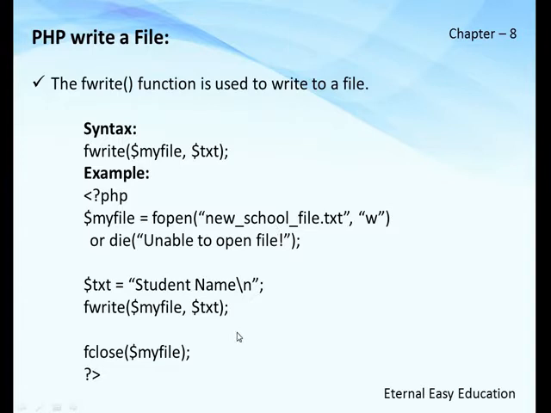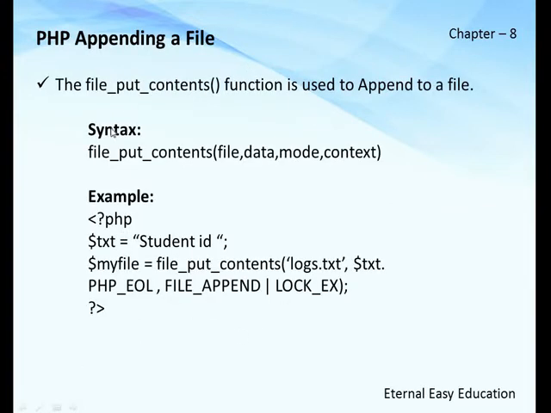So to overcome this, there is another function, file_put_contents. So what this function will do means it will add it to the end of the file. So it will not overwrite what is already exist, but it will add the content to the end. It is having four parameters: file name, content and the mode and context. Here the two are optional.